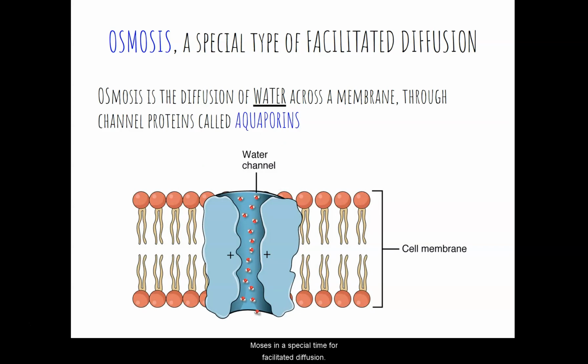Osmosis is a special type of facilitated diffusion. This is something that many students confuse. If I ask you to distinguish between osmosis and diffusion, oftentimes people will get mixed up. Diffusion is the broad category that can include all sorts of things, and osmosis is a narrow version of that. It's a specific case. It is the diffusion of water, and only water, across a membrane through channel proteins called aquaporins. So you're moving water from one side of a membrane to the other through aquaporins.